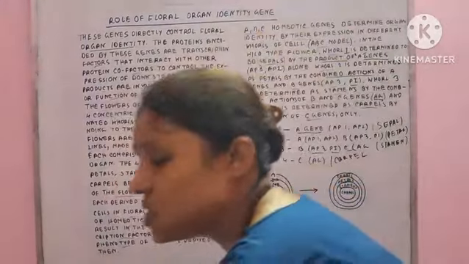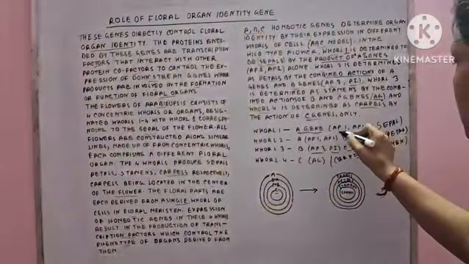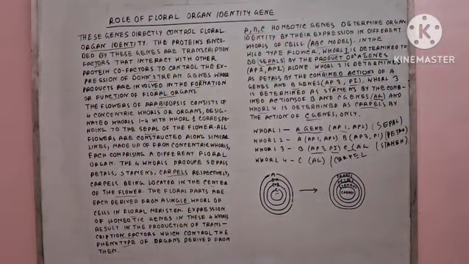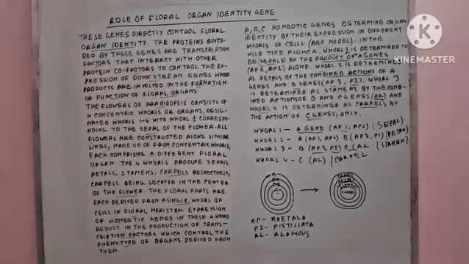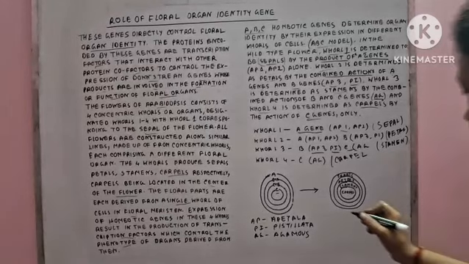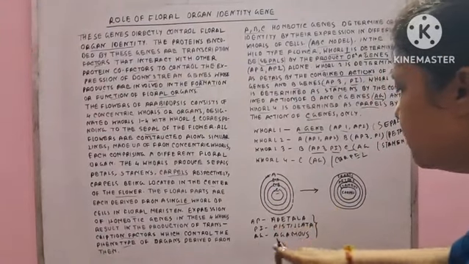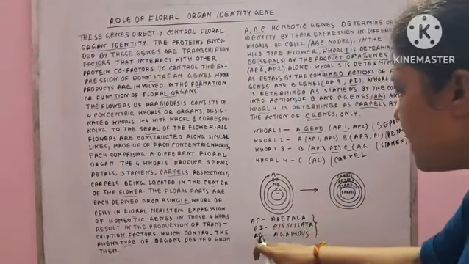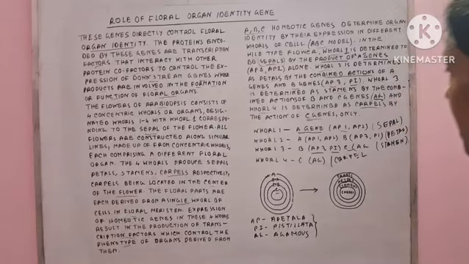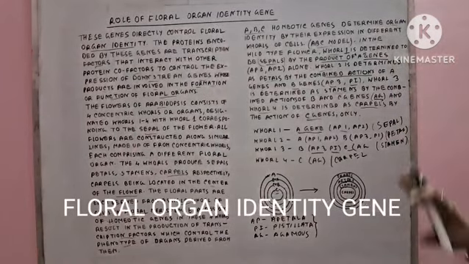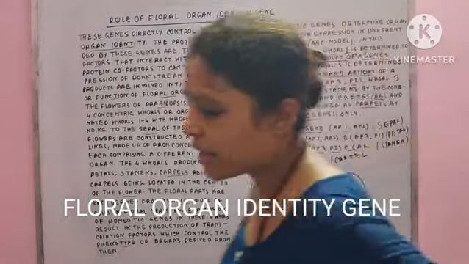I just have to write these genes, so you just wait for a few minutes. Okay, I have written here the full names of the genes. AP means Apetala, PI means Pistillata, and AG means Agamous. These three genes are involved in floral organ formation.